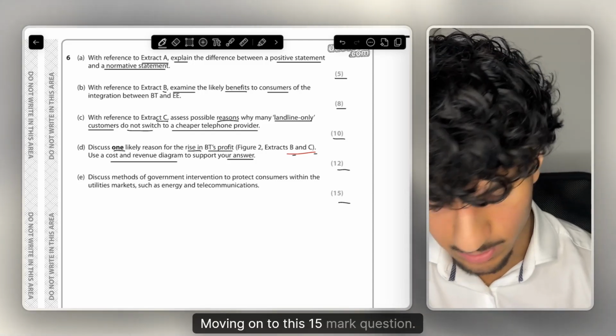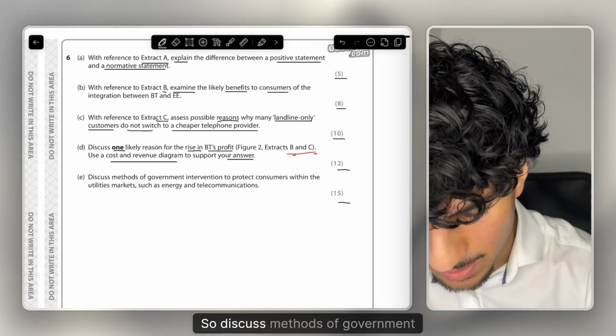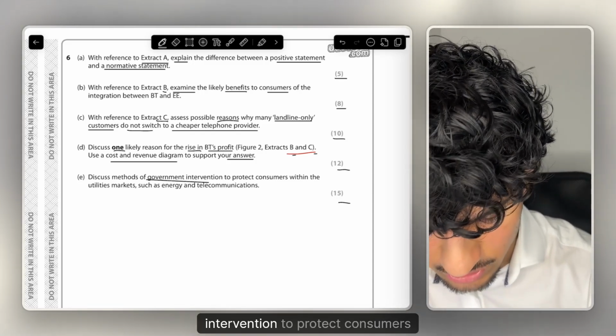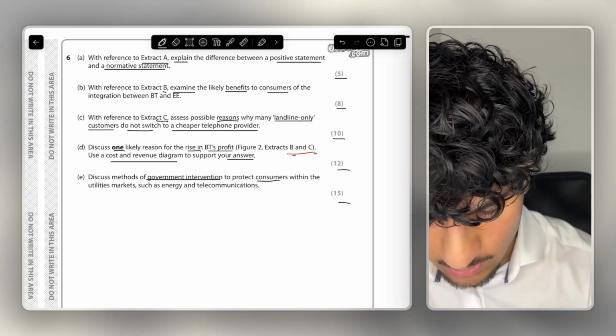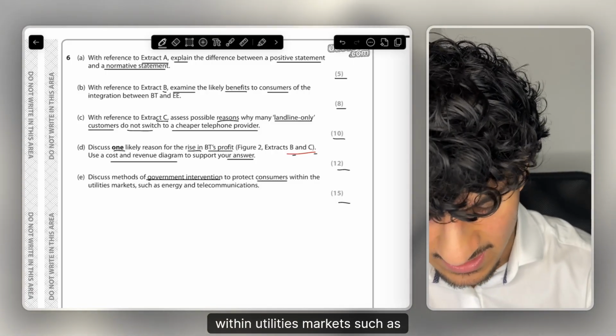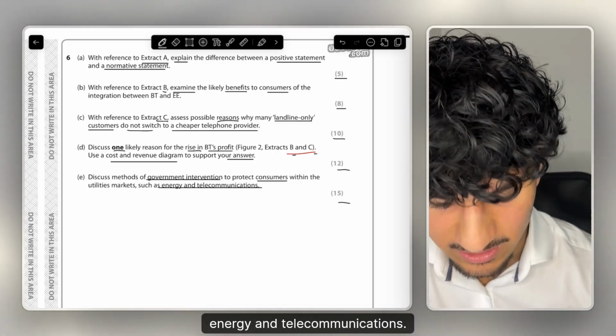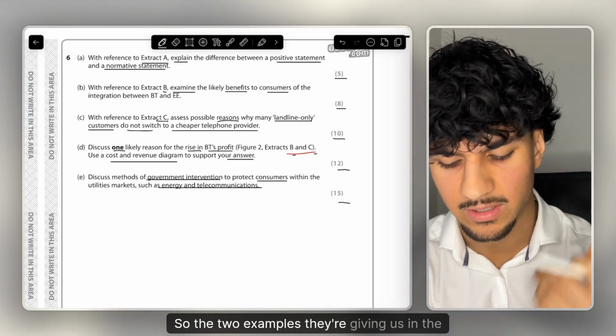Moving on to this 15-mark question. Discuss methods of government intervention to protect consumers within utilities markets such as energy and telecommunications. So, the two examples that are given to us in the extract.